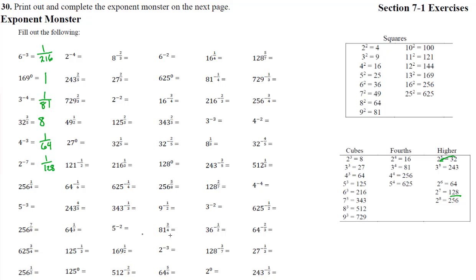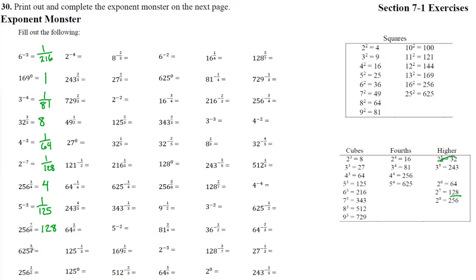256 to the 1/4 power. So we find 256 in the fourths, and if we go backwards and take the 4th root of that, we get the number 4. 5 to the negative 3rd power. So in cubes, 5 to the 3rd is 125. The negative exponent puts it on the bottom, so that's 1 over 125. 256 to the 7/8 power. So we need to take the 8th root of 256 and then take that result to the 7th power. So here we look in the 8th power, and we only have one of them, 256. 8th root would be 2. To the 7th power would be 128.